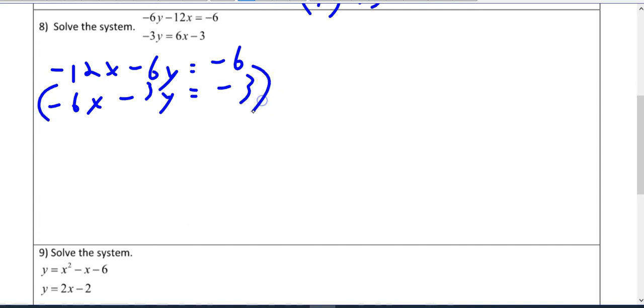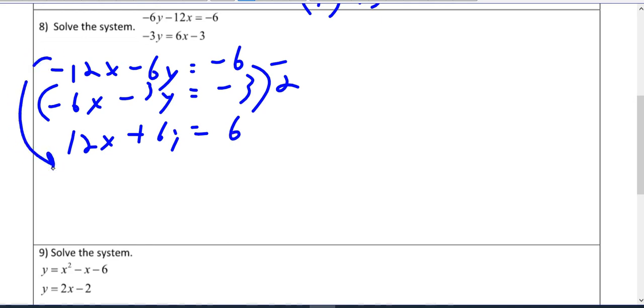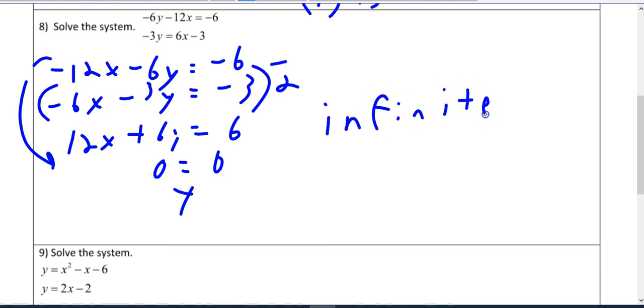So I'm going to multiply this one by 2. Actually, negative 2, because I need the numbers to cancel. So that's going to give me 12x plus 6y equals 6. I could rewrite the first line, but I think you can see what's going to happen here. The x's, the y's, everything's going to cancel. I'm going to get 0 equals 0, which is a true statement, which means infinite solutions. Because basically this is a line with a line right on top of it. So every point on that line is matching.